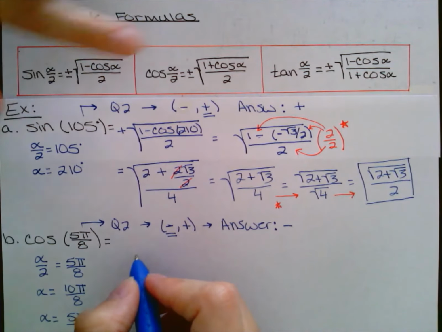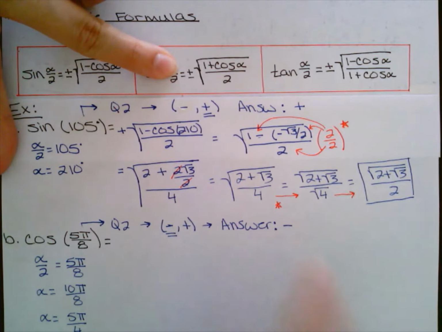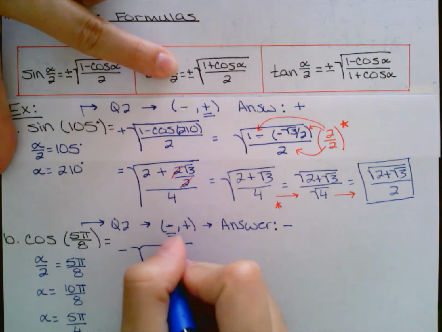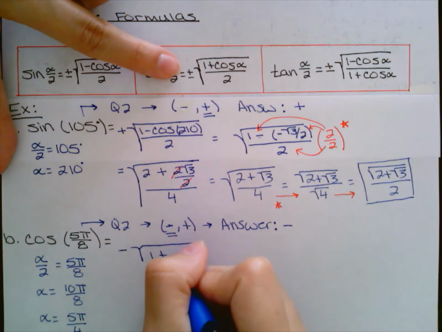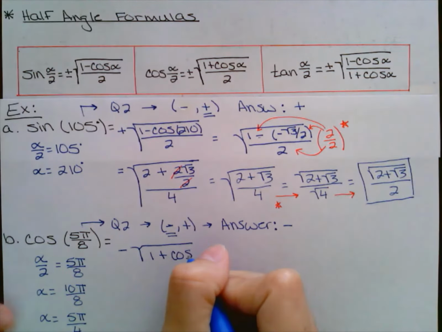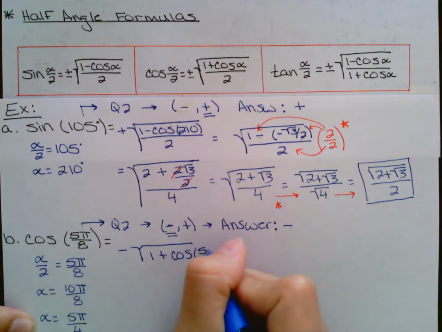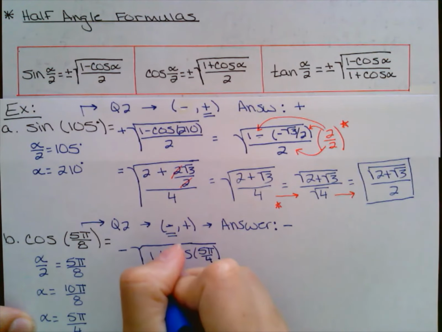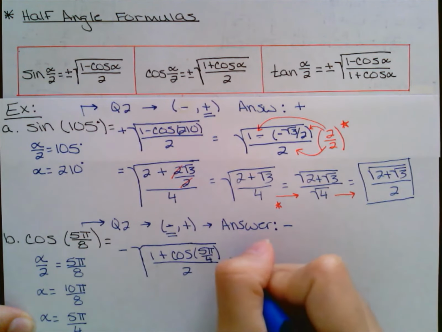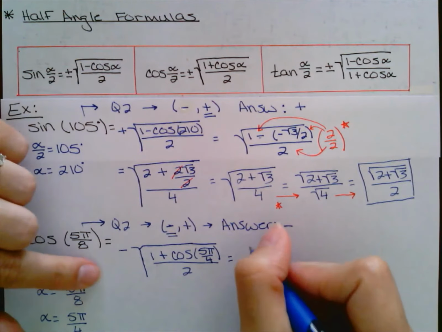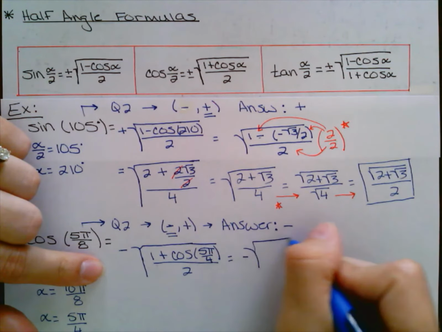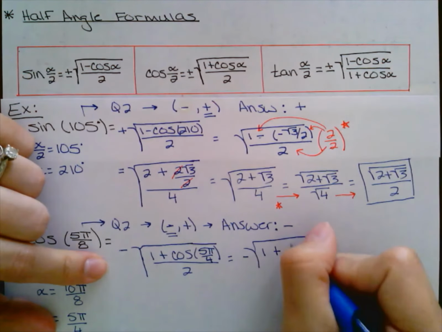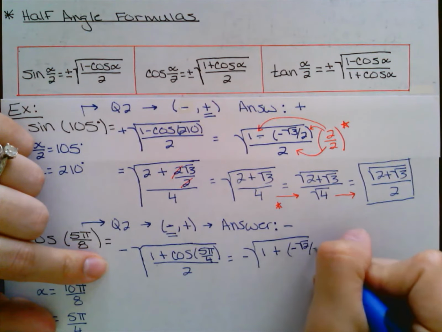So now, cosine formula is plus or minus. I said it was going to be a negative. Square root of 1 plus cosine of what my alpha is. Now it's a value I can find on my unit circle, all over 2. Okay? So I have negative square root 1 plus cosine of 5 pi over 4, which is a negative radical 2 over 2.